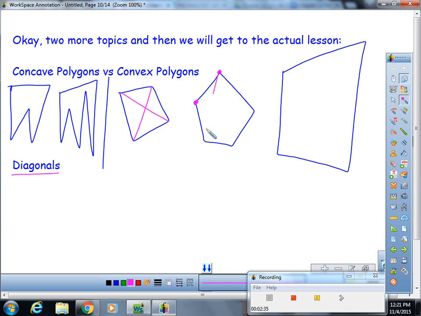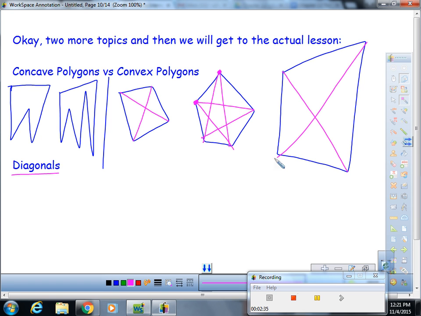But I can connect these. Those are diagonals, okay? We're going to learn a formula for how many diagonals a shape has. But notice, this vertex is not adjacent to this one. So that diagonal is on the outside of the figure, and that's what makes something concave. If it has a diagonal that's on the outside, then it is a concave polygon. Okay? So hopefully that helps explain some things about diagonals.